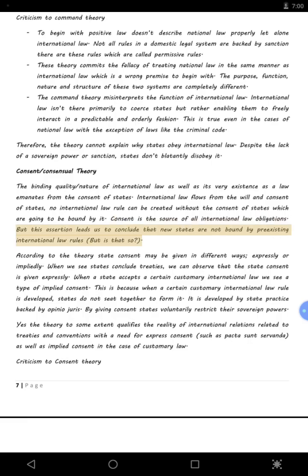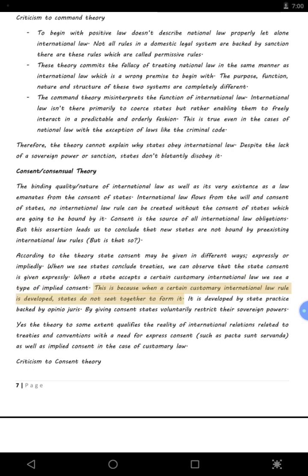But this assertion leads us to conclude that new states are not bound by pre-existing international law rules, but is that so? According to the theory, state consent may be given in different ways, expressly or impliedly. When we see states conclude treaties, we can observe that the state consent is given expressly. When a state accepts a certain customary international law, we see a type of implied consent.